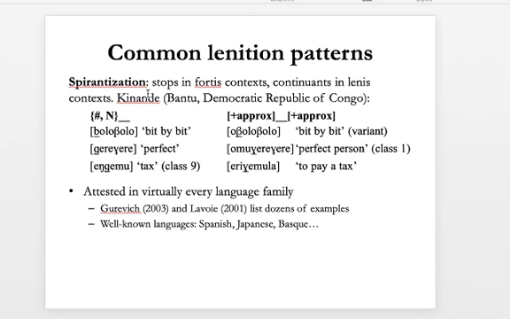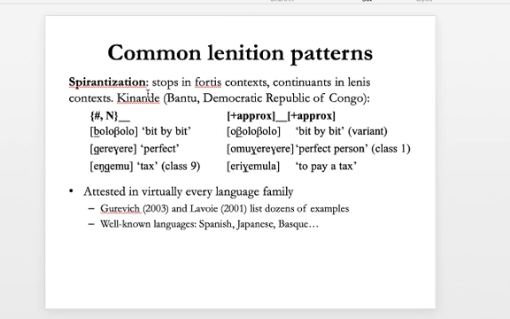But in some other set of contexts, which I'll call lenition or weakening contexts, they're instead realized as some kind of continuant. Now, the word spirantization suggests that the continuant ought to be a fricative, although that is actually very rarely the case in natural languages. Here's an example from Kinande, which is a Bantu language spoken in the Democratic Republic of Congo.